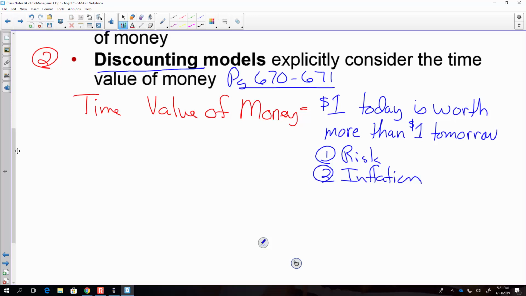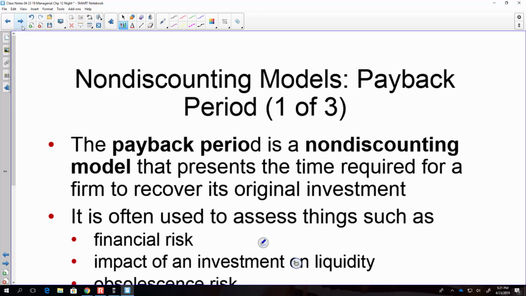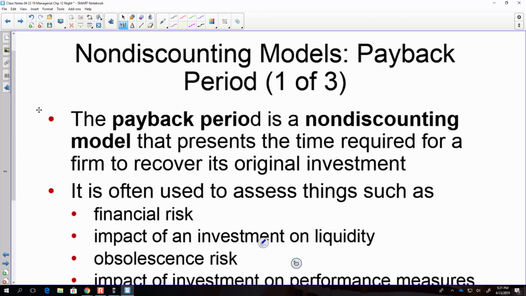So our discussion tonight will begin with the non-discounting models. We're going to be using payback period first as one type of model that we can use to pick a project. So this is our first model. And the payback is discussed on pages 648 and 649.